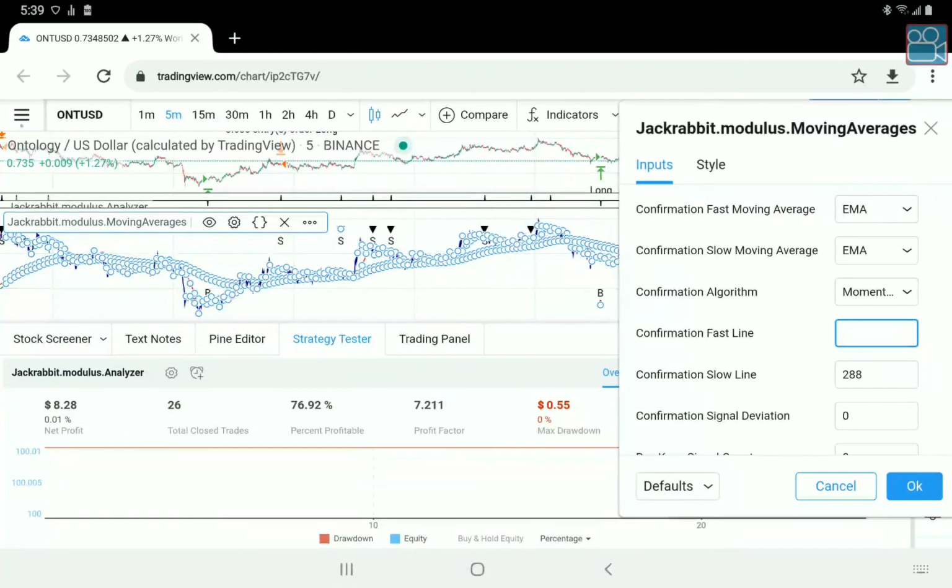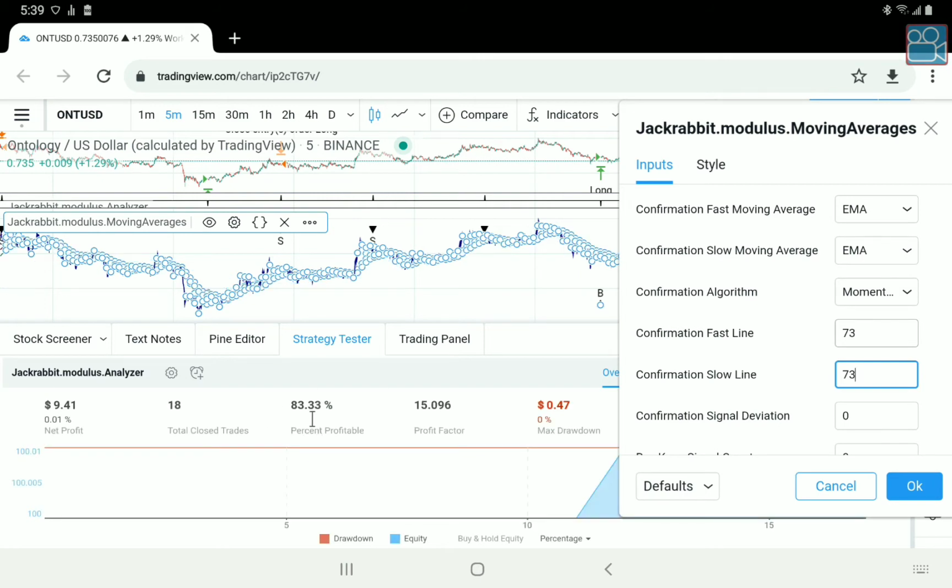So let's try a 73. We also went down here, which is not good. We want this as high as possible. That's better. It's a little bit of a hit. Less trades, but the profit is close to what we want. So that's a reasonable process.